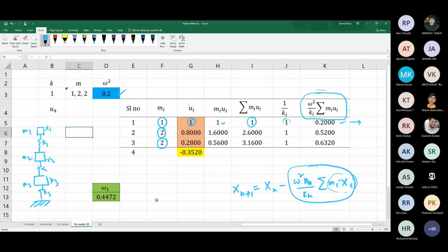Then go to the next mass. That means I want to find out capital X2. So then this is my UI. How I am finding my UI? How is it 0.8? Using that formula, xn minus. Yes, that is this 1 minus 0.2, right? Correct? Yes. I think it is confusing, so let me change this to x.